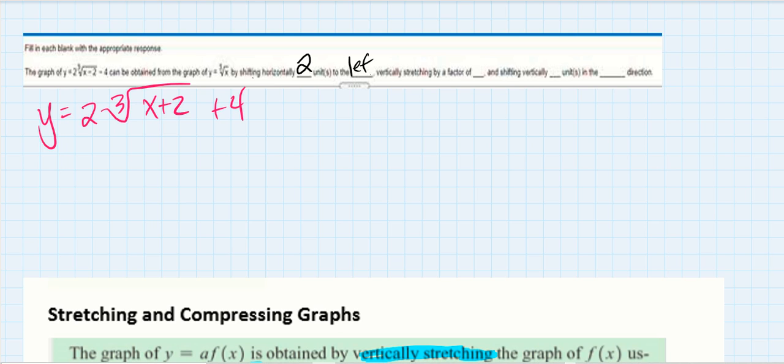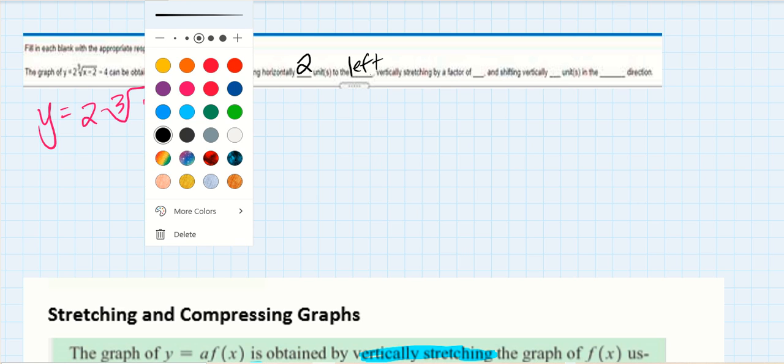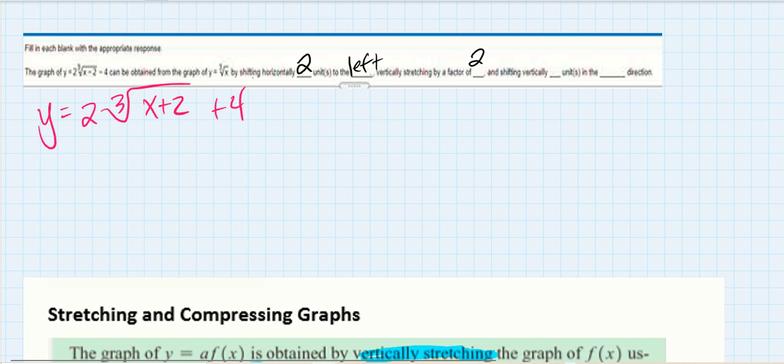After we do 2 units to the left, it says then vertically stretching by a factor of how much? It's the number outside the cube root, so it's just 2. And vertically shifting, how much did we shift? 4. And it said up, so that would be in the upward direction. Does that make sense?